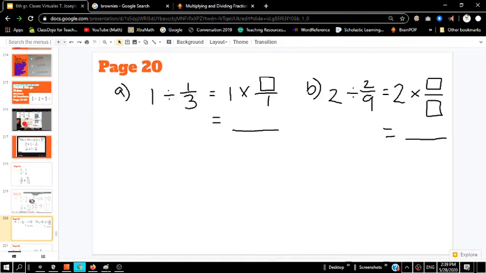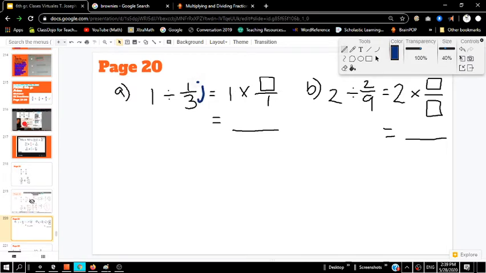On page 20, you'll notice the first problem is 1 divided by 1/3. Well, 1 divided by 1/3 is the same thing as 1 times its reciprocal. So if we find the reciprocal of 1/3, it's just 3/1. Now 1 times 3 is 3, and 1 times 1 is 1, which leaves us with 3 divided by 1, which equals 3.